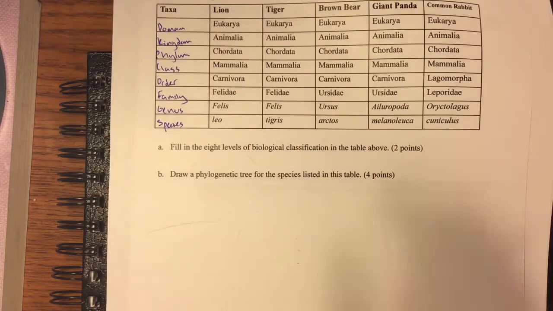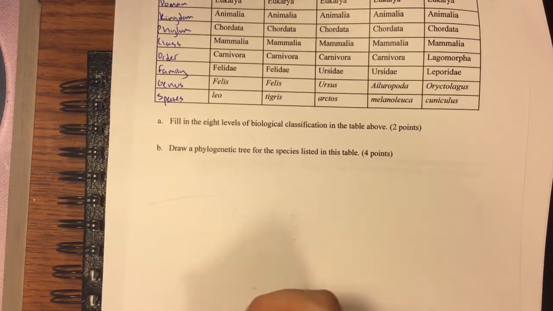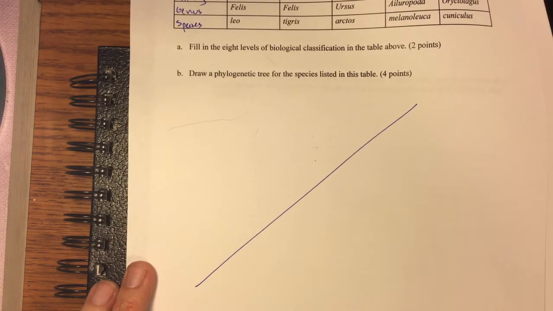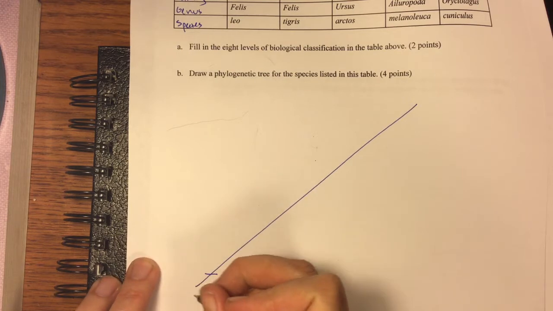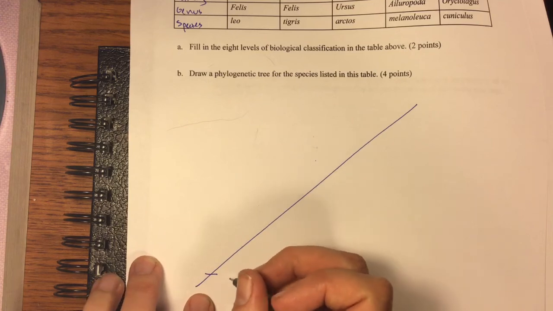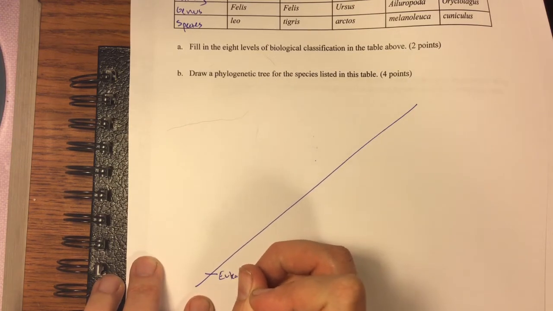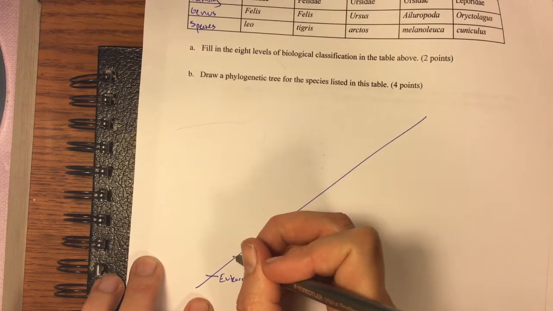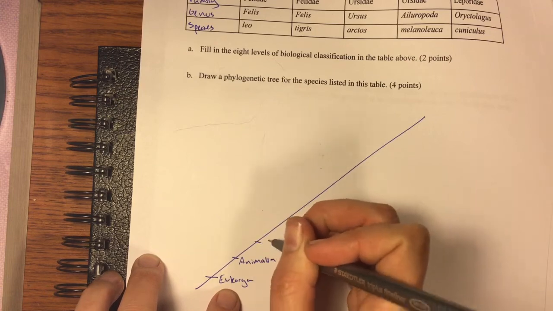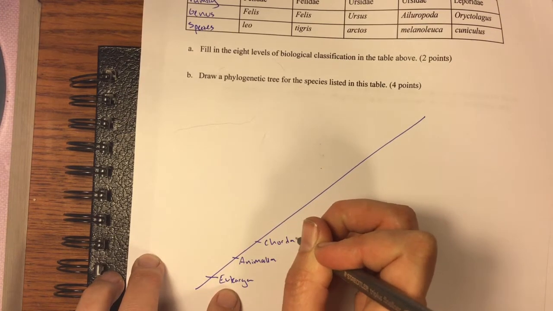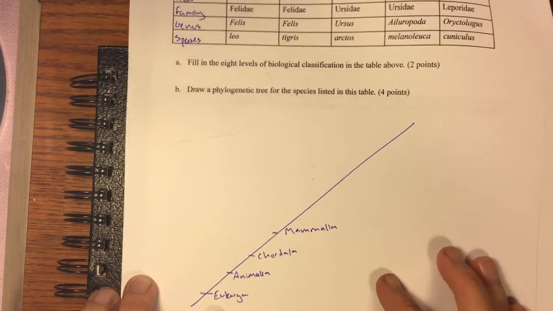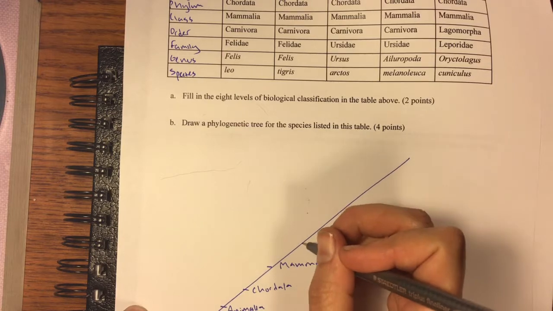Now let's draw a phylogenetic tree for the species listed in this table. You could do it a couple different ways. I like to do mine this way, where we start with all of life down at the bottom. Whatever we consider living or non-living would be below this. Viruses might be below this. Then all of these animals are eukaryotes, Eukarya. All of these animals are in Animalia, the kingdom. The phylum is Chordata. All of these animals are mammals, Mammalia.